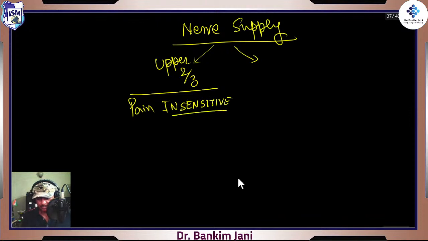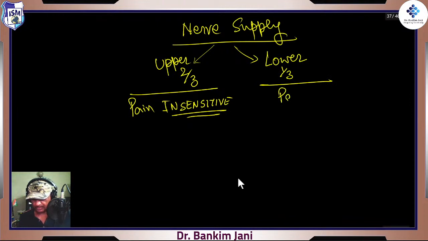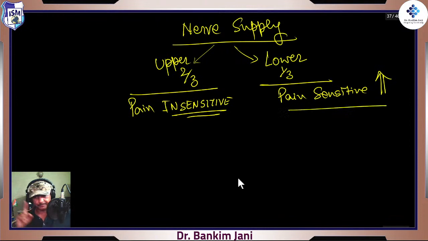Right? Remember, it is not carrying any pain fibers. The lower one-third is highly sensitive. Right? So it is pain sensitive, but high. This is because of the same nerves. Pudendal nerve. And there was one more, which was the perineal branch, right?